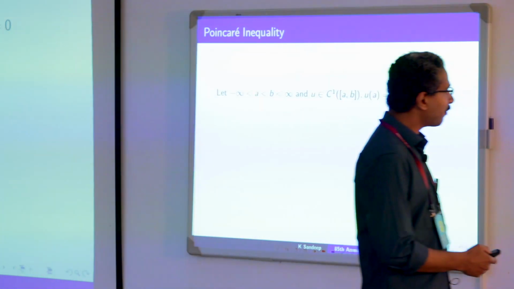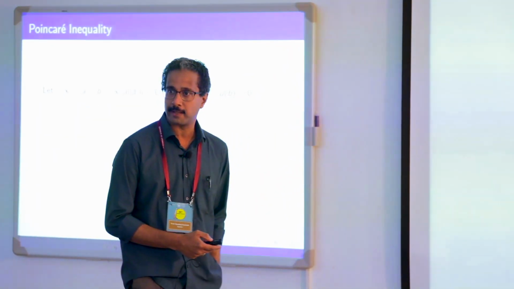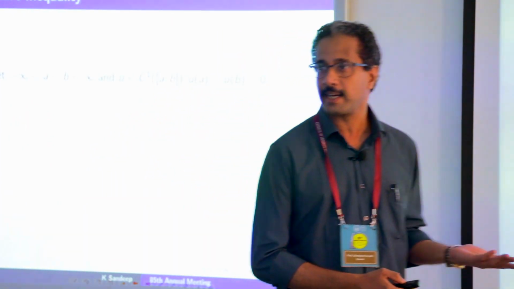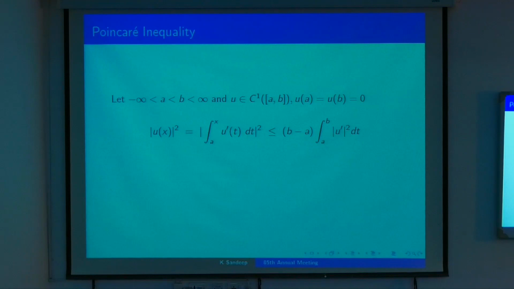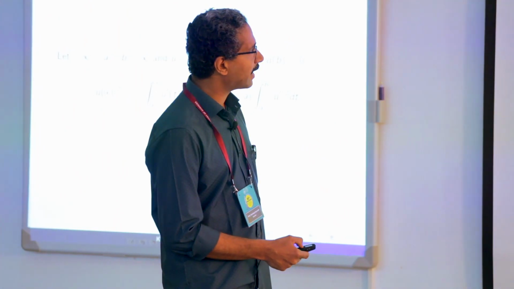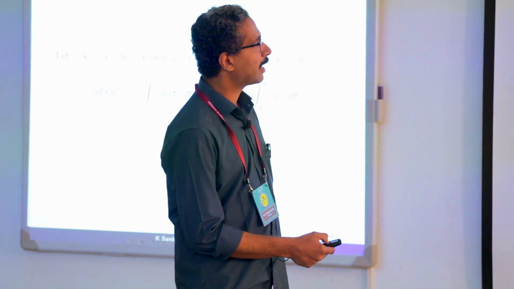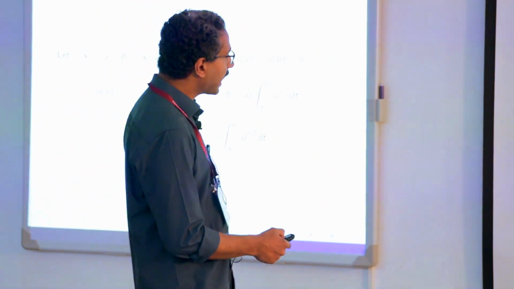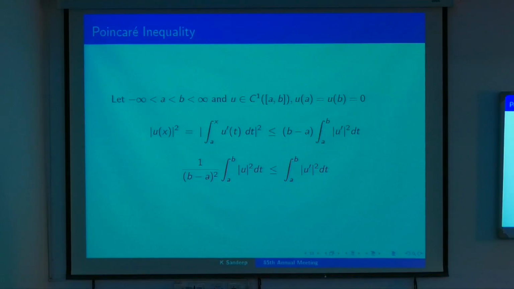You know that for a differentiable function there is the fundamental theorem of calculus, which basically tells you that you can get back the function by integrating its derivative. So I use that: u(x) I write as the integral from a to x of u prime(t), then modulus square. Then I can use certain inequalities and estimate, and you get that this is less than or equal to (b minus a) into the integral from a to b of u prime square. Then I can integrate again from a to b on the left-hand side, and that leads to an inequality of this form.